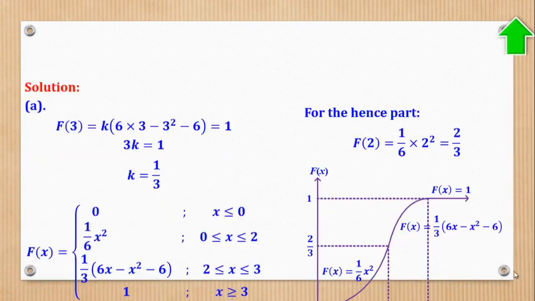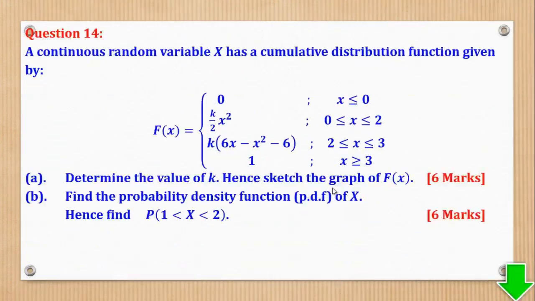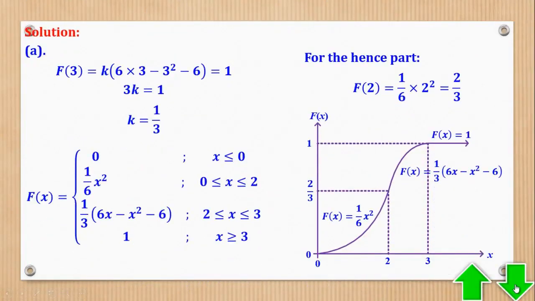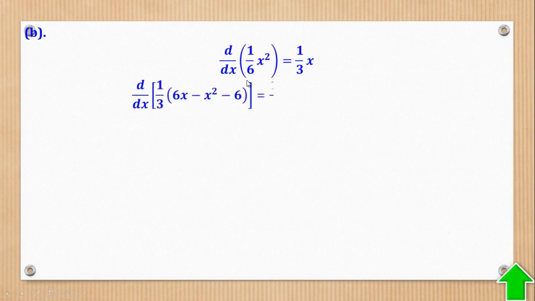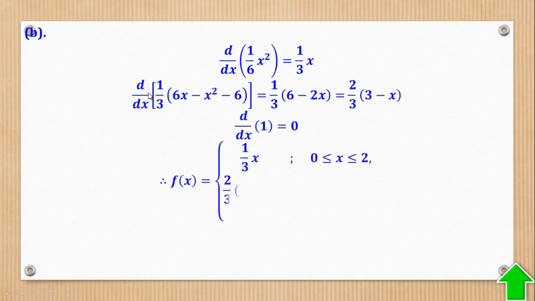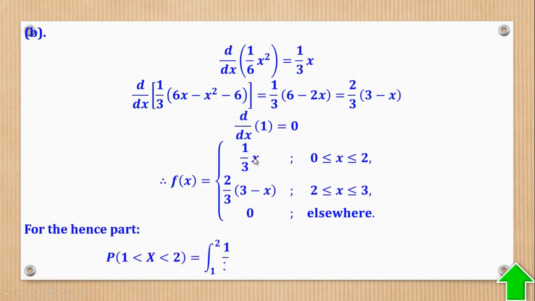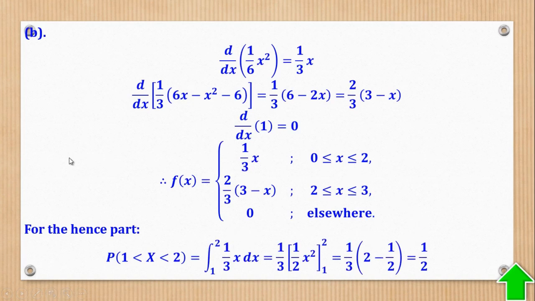Then for part B, they wanted to get the PDF and after that to get this probability using that PDF. So to change from capital Fx to small fx, you differentiate. So differentiate that part, differentiate that function also, and also differentiate 1. Then you can write your small fx. After that, you can get the hence part. The hence part means you use fx, meaning you have to integrate, and that would be the answer they wanted.